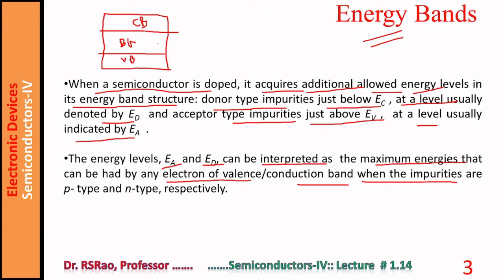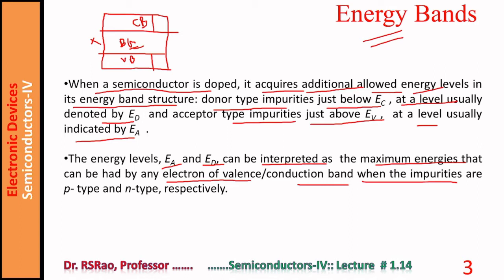Notice the energy of any electron. It can be in the conduction band, it can be in the valency band, but it can never be in the band gap. It is forbidden for electrons to have energy that falls in the band gap. So to move an electron from the valency band to the conduction band, we have to give energy at least equal to the band gap energy. Then only a valency band electron can move to the conduction band.